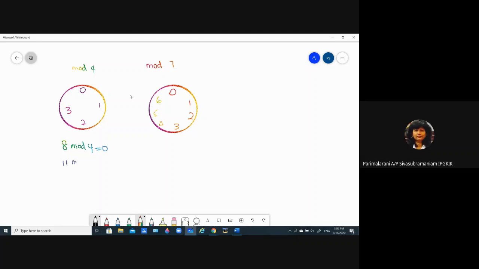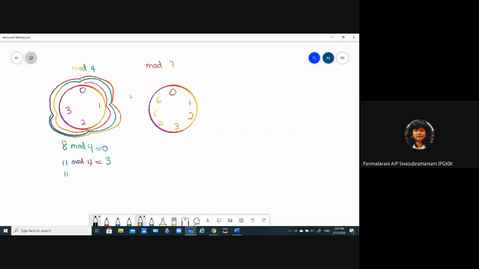What is 11 mod 4? Use the clock face and tell me what is 11 mod 4. Three. One. Okay, let's check it out. 11. 1, 2, 3, 4, 5, 6, 7, 8, 9, 10, 11. Where did we stop? 3. So 11 mod 4 is 3.